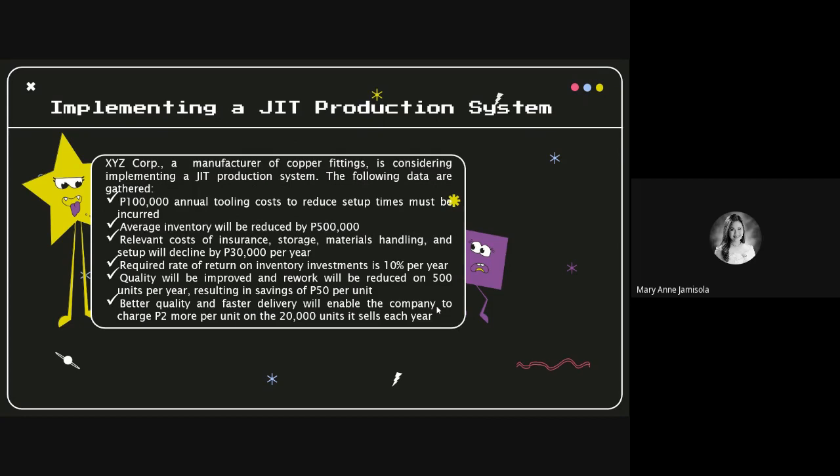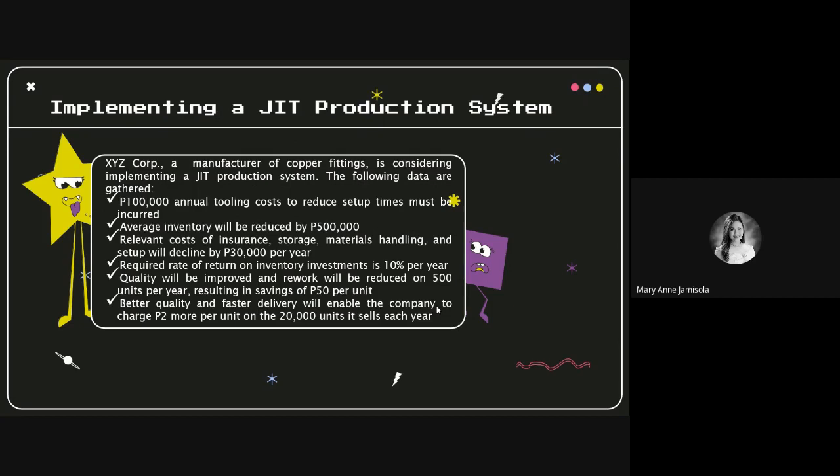And then average inventory will be reduced by 500,000. Relevant costs of insurance. The insurance here pertains to the insurance for the inventories. So insurance, storage, materials handling, and setup will decline by 30,000 per year. The required rate of return on inventory investments is 10% per year.